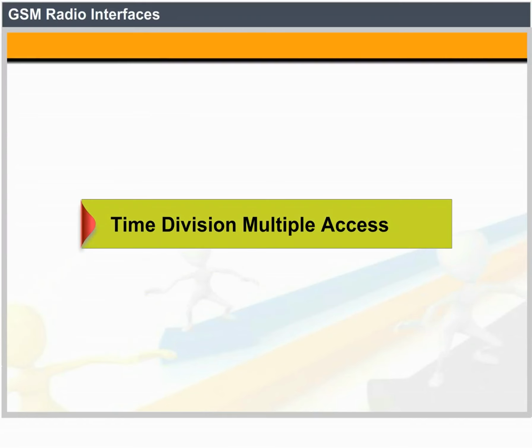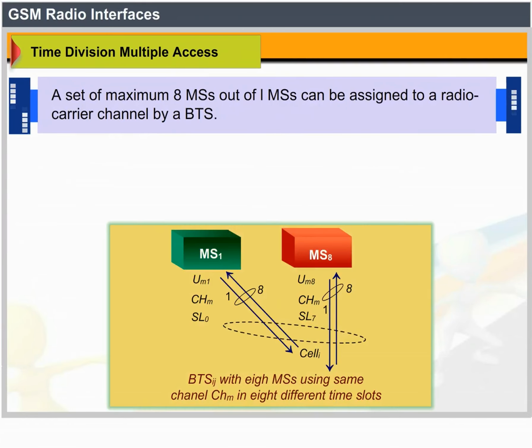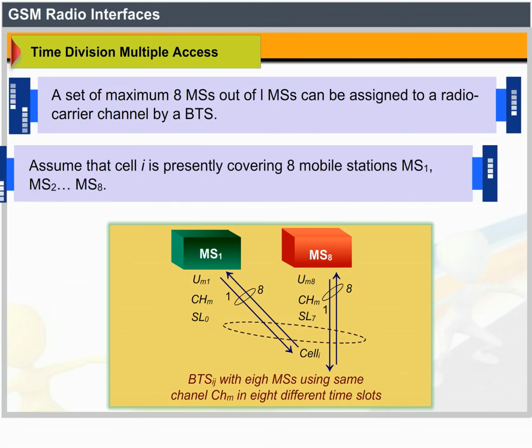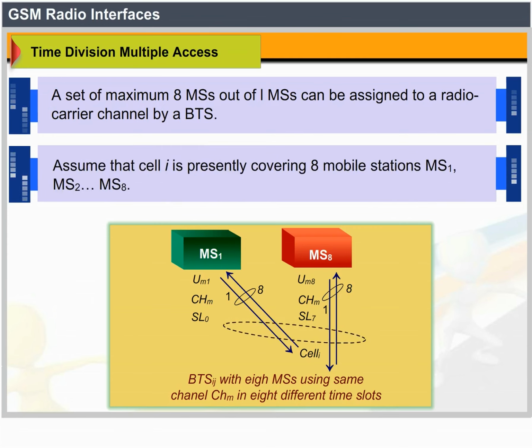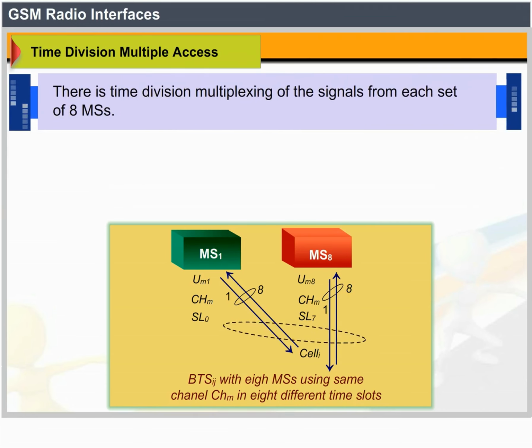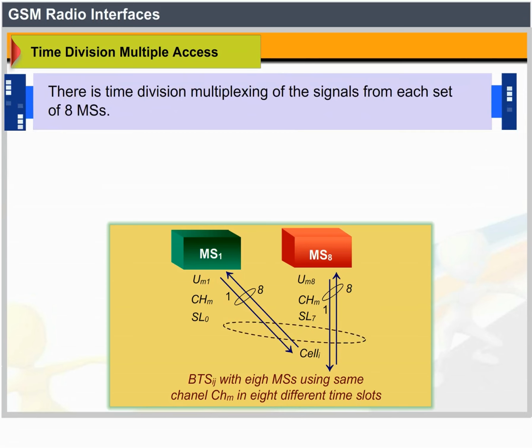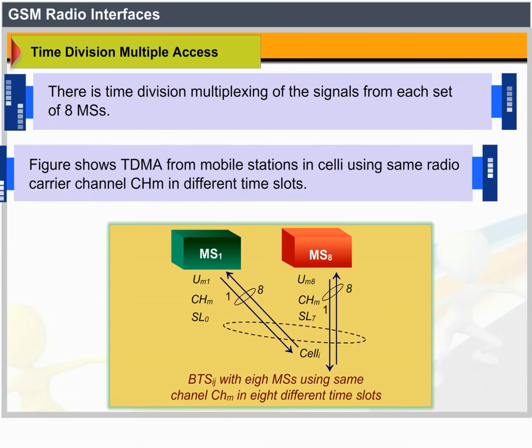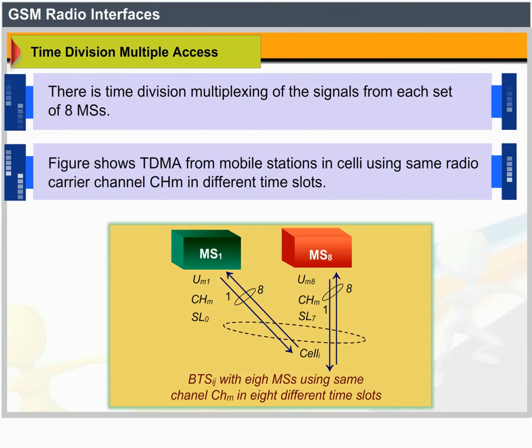Time Division Multiple Access. A set of a maximum of 8 MSs out of N MSs can be assigned a radio carrier channel by a BTS. Assume that cell I is presently covering 8 mobile stations, MS1, MS2 up to MS8. There is time division multiplexing of the signals from each set of 8 MSs. The figure shows TDMA from mobile stations in cell I using the same radio carrier channel CHM in different time slots.